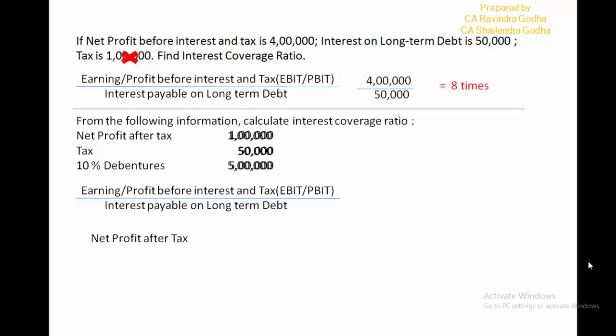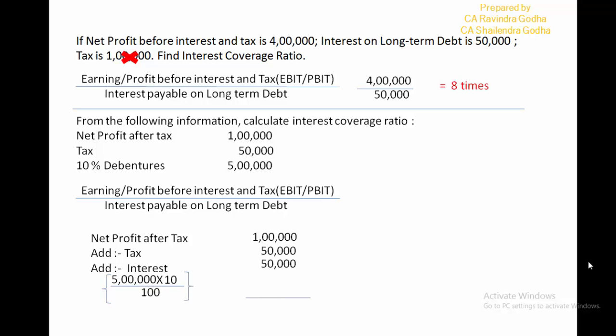First, net profit after tax is given, rupees 1 lakh. Then we have to add tax to it first, which is given, 50,000. Then add interest on the value of debentures, 5 lakh into 10%, which is the rate of interest, is equal to 50,000 rupees. So profit before interest and tax is 2 lakh, and by putting this value we get the answer. Profit before interest and tax 2 lakh divided by interest 50,000. So the answer is 4 times.